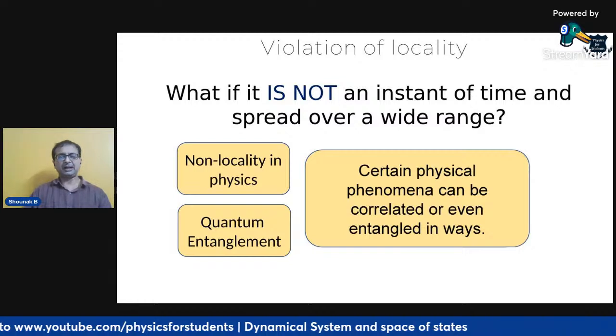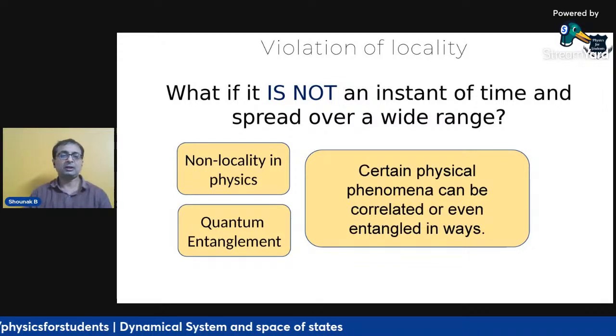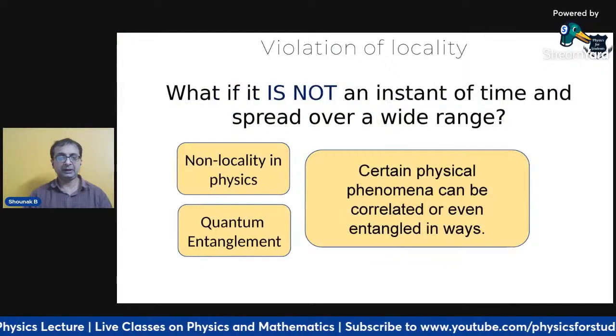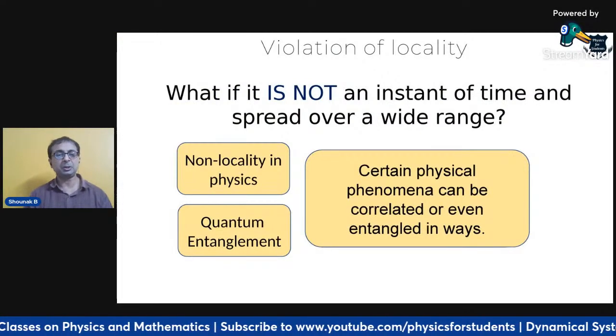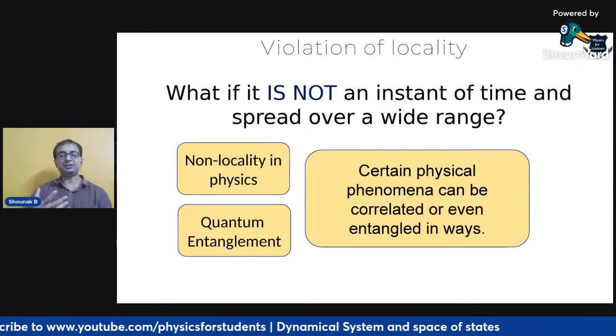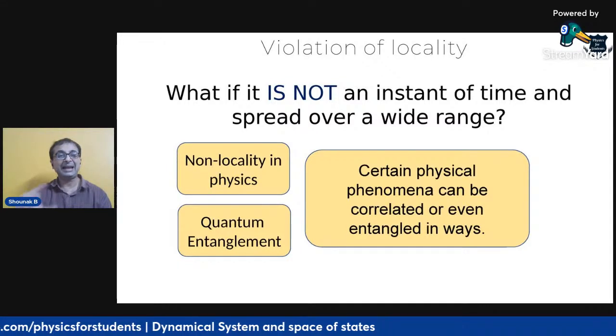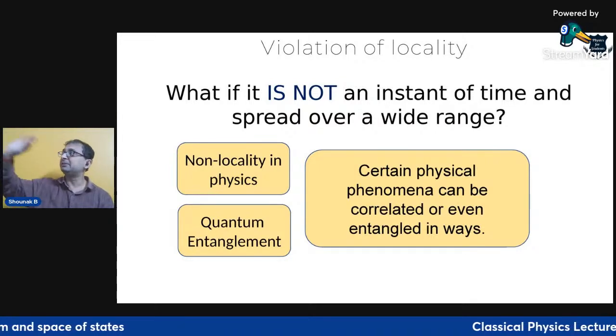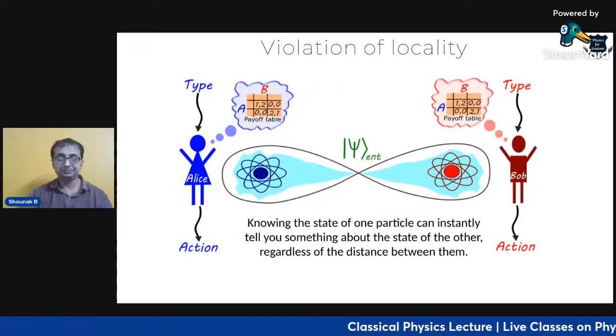Now, I also posed an idea: what if it is not an instant of time, but something spread over a long time? Classical physics is given at one position of time. I'm saying no, it is not one position, but rather it is spread out through a long range of ideas or time. So we get something called non-locality in physics and quantum entanglement. That means certain physical phenomena can be correlated or even entangled, so this part and that part are not independent of each other.